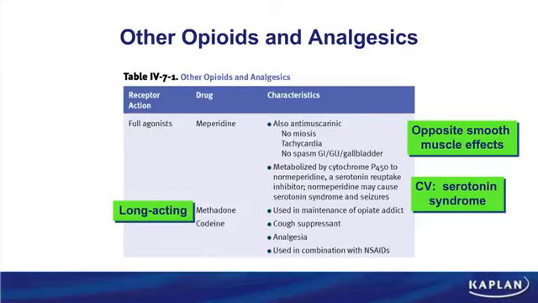Codeine, also a full agonist, is worth noting as a popular cough suppressant, a very important analgesic. Many times that is combined with NSAIDs or acetaminophen. Perhaps a minor point, but maybe not, is that codeine is a prodrug. That means P450 enzymes have to convert this drug to its active form, which happens to be morphine.